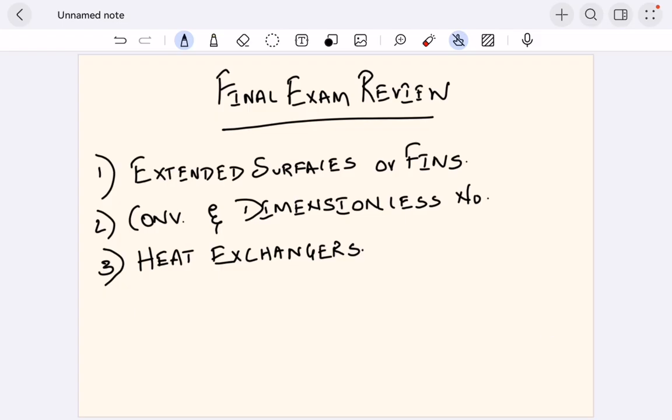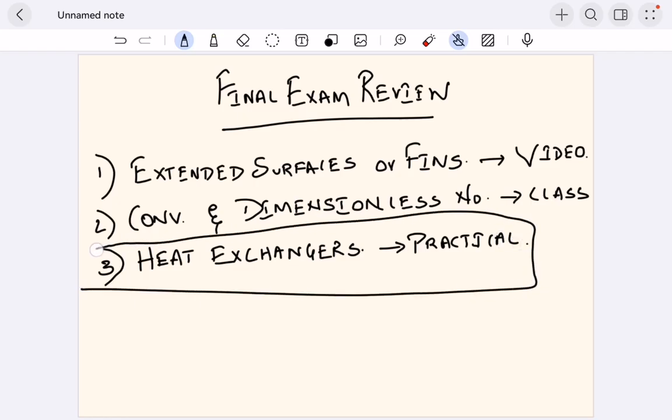And you know that extended surfaces have made all the video lectures which are available online. You can view them. Convection and dimensionless numbers we have studied in class. Heat exchangers we have done pretty much in the practical lab. So let's start with the heat exchangers and let's see the first problem from heat exchangers.